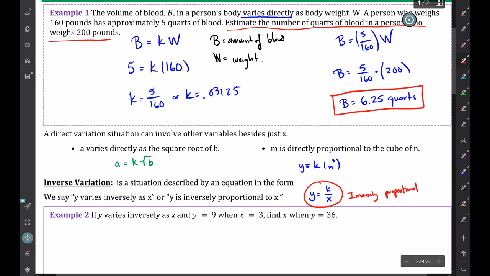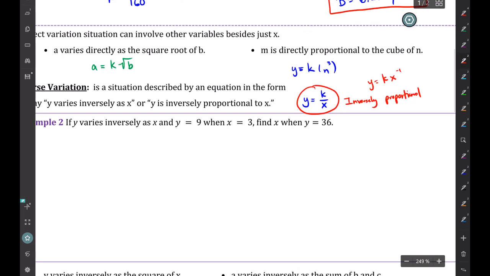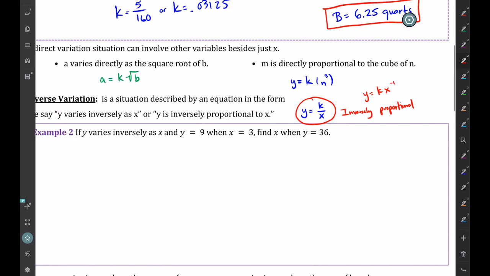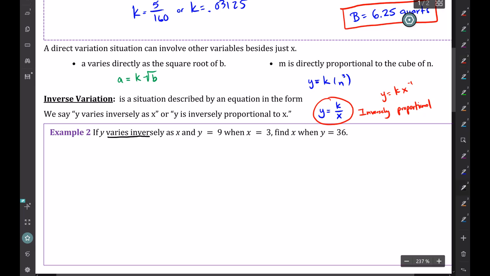Okay, and another way of looking at that is y equals k times x inverse. So you're directly proportional to x inverse in this case. All right, so as a simple example, in example 2, it says y varies inversely as x, and y equals 9 when x equals 3, so find x when y is 36. Because it says that y varies inversely as x, we know that we need to start with y equals k over x, where k is the constant of variation.